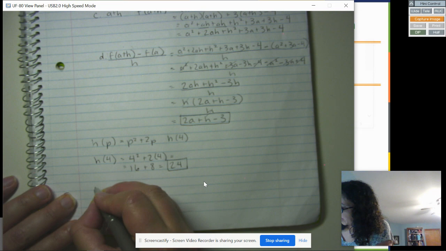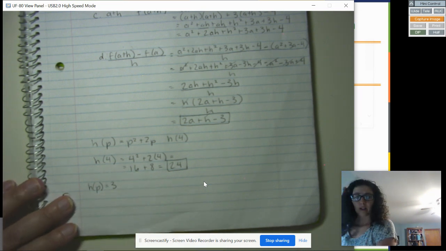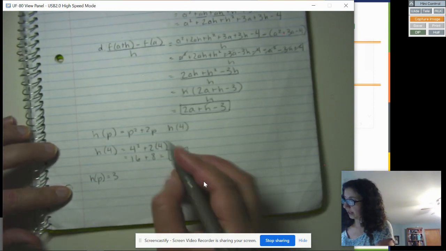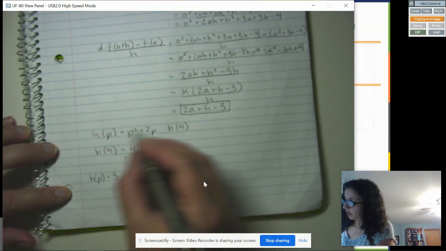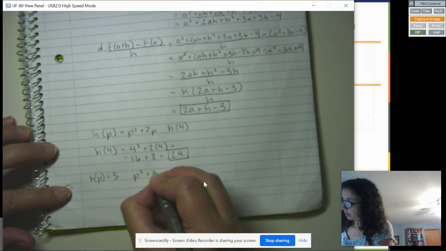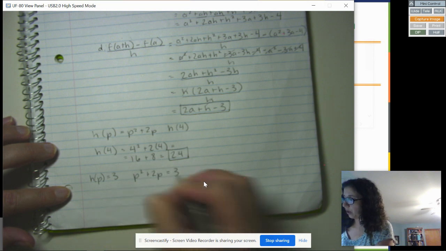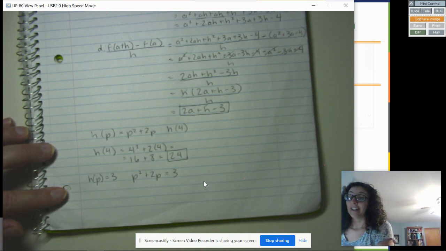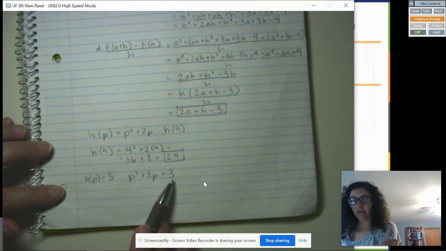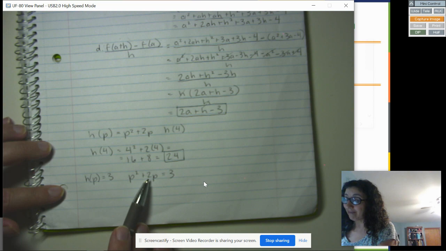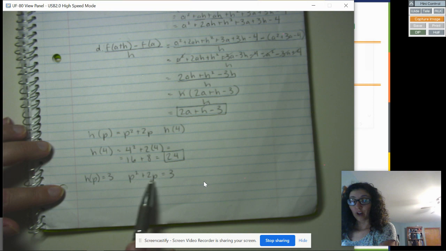So let's see, they want us to find where h of p equals 3. All right, so to solve this, here's our function, p squared plus 2p equals 3. All right, time to remember our Algebra 2 skills. How do we solve this? Do we factor p out? It's tempting to do that. Many people do, but no. This is a quadratic, right? And to solve a quadratic, we need it equal to 0.